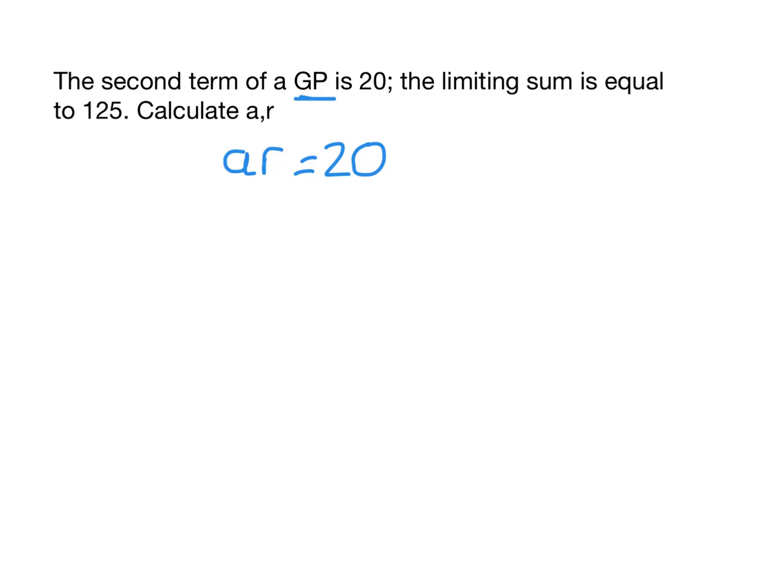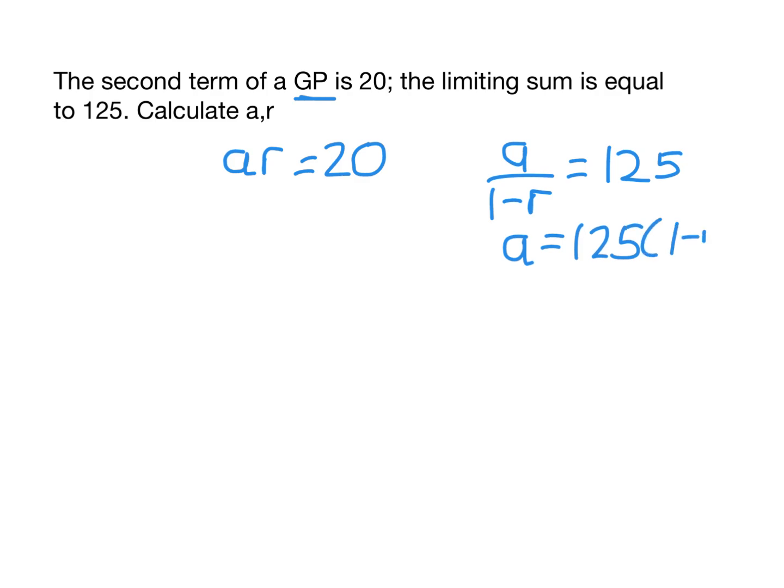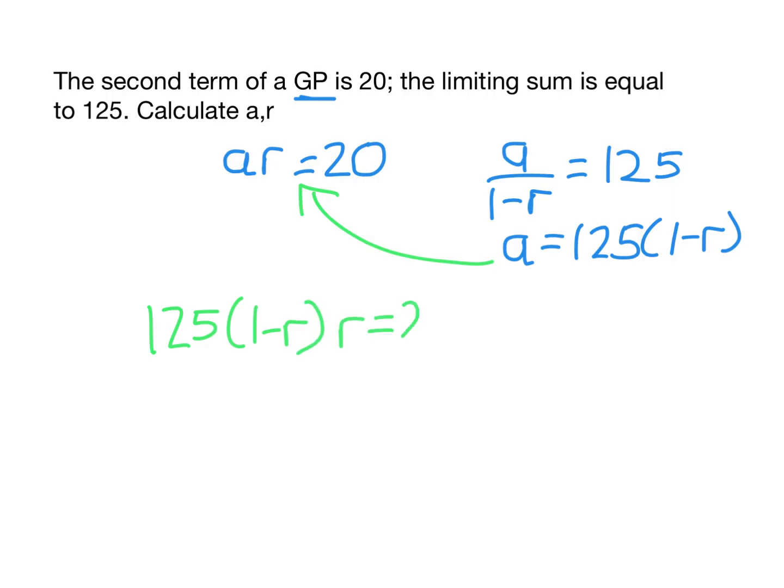Now, because the limiting sum is 125, we have A over 1 minus R is equal to 125. So I want to get rid of this fraction here and make it easier to work with. I'm going to times each side here by 1 minus R. So I get A equals 125 times 1 minus R. So I have 2 equations here with 2 unknowns. Because I have A by itself, I'm actually going to substitute into this equation. So I have A, which is 125 times 1 minus R, multiplied by R is equal to 20.